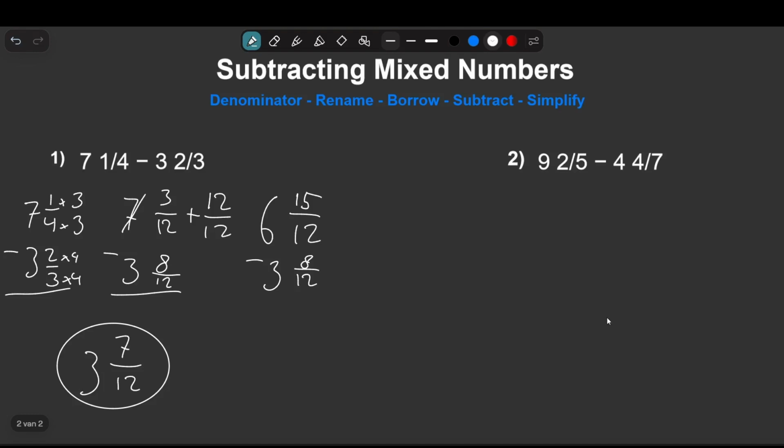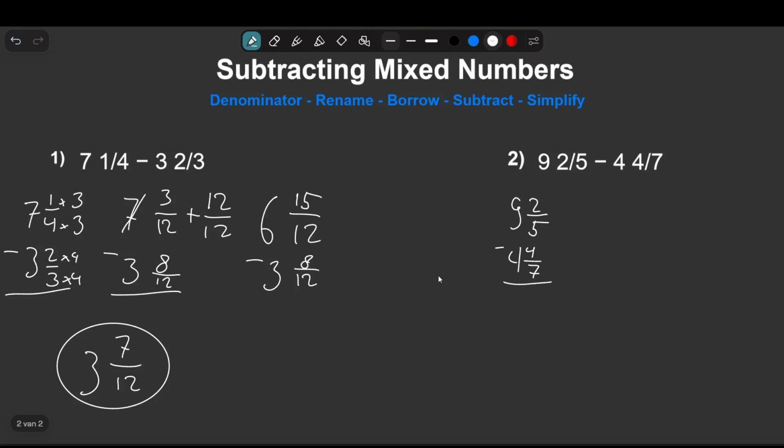So what we have to do, again, the first step I like to take is write them below each other. So we're going to do 9 2/5 minus 4 4/7, like this. So now we have to make the denominator a common denominator.